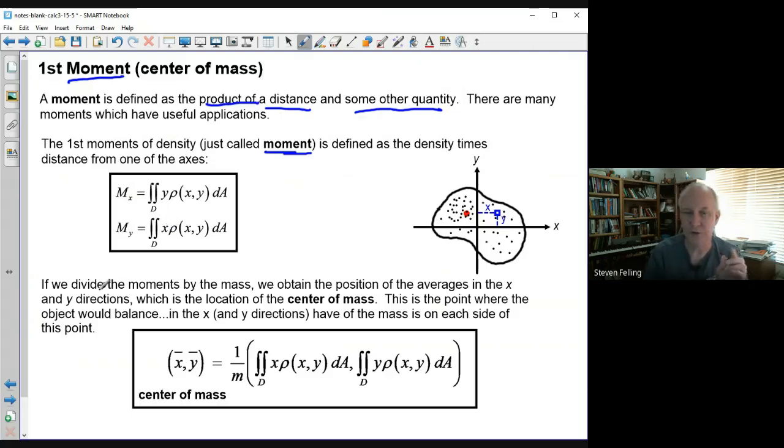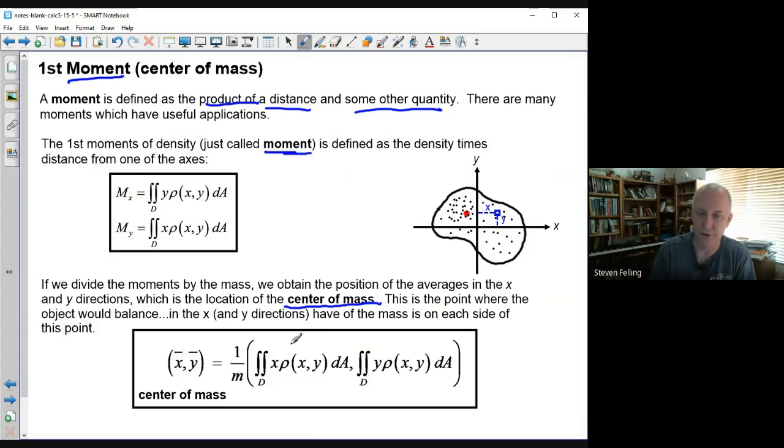And it turns out that if you divide these moments by the mass, you obtain the position of the average of the material in the x and y directions, which is the location of what's called the center of mass. So there is some specific point, maybe where this red dot is, where if you were to take this thin object and balance it on a pencil, it would perfectly balance at the center of mass, because there's an equivalent amount of mass in every direction from that. Perfectly balanced.